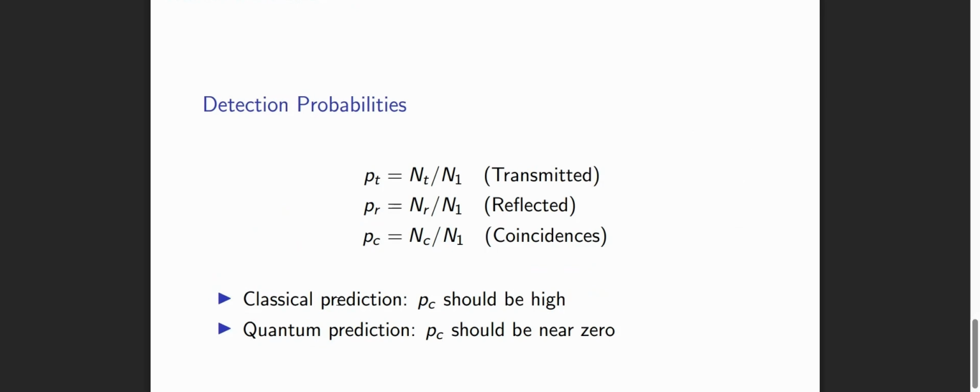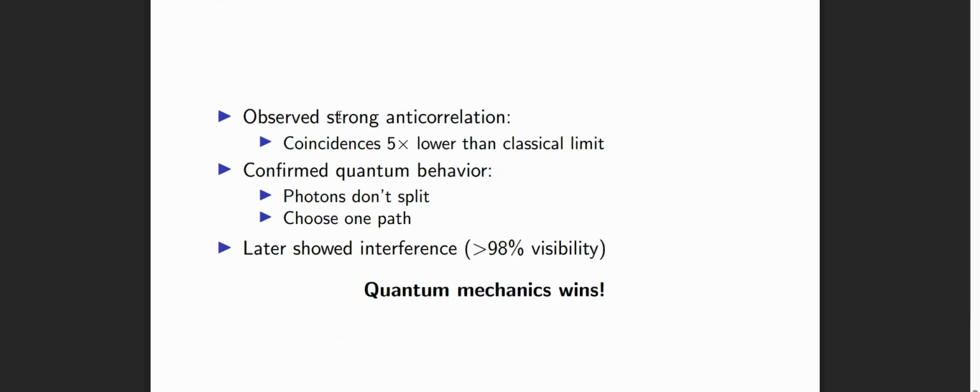We should have detection at both of the detectors, right? But if the light behaves with a quantum nature, then we should not have detection at both of the detectors simultaneously. That means the coincidence probability should not be a very big number compared to the transmitted and reflected probabilities. And what they observed experimentally was the same thing: a strong anti-correlation between them.